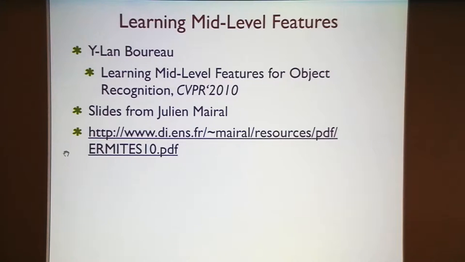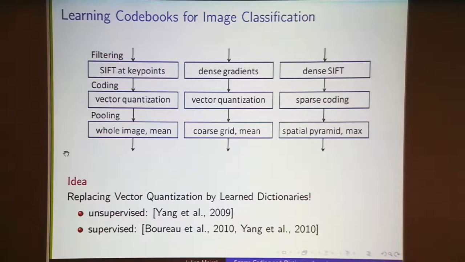There's a series of work by Y-Lan Boureau, who is a former student of mine, to learn mid-level features for object recognition. There was some work by Kai Yu's group. You'll hear from Kai at the end of the summer school, when he was at NEC, to use sparse coding. And this is used very widely in mainstream pipelines for object recognition and computer vision. There's a bit of a history of evolution of the architecture for mainstream computer vision systems, where people first started computing feature descriptors like SIFT features at interest points only in an image.